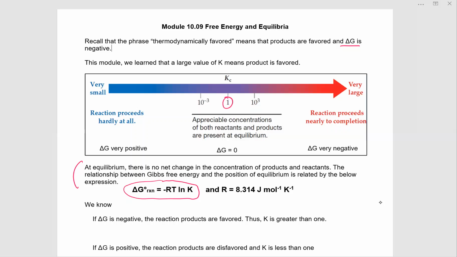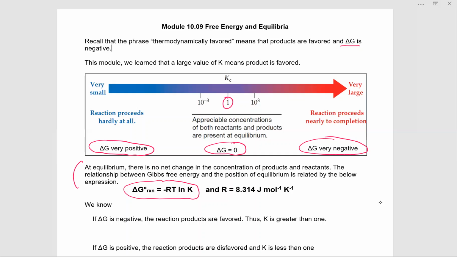There is a special point at Kc equals 1 or Kp equals 1, where delta G is exactly 0. Neither products nor reactants are favored. If, on the other hand, K is very small, then delta G is going to be very positive. If K is very large, delta G is going to be very negative.